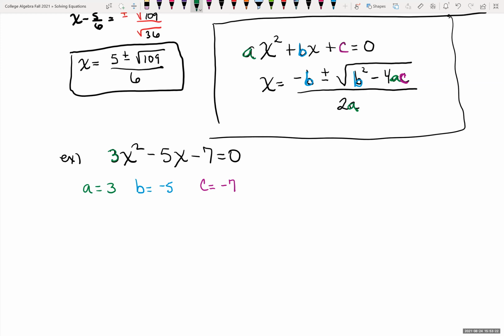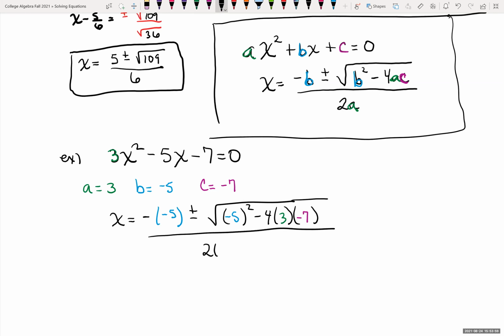So all I'm doing is going back in here and plugging in my numbers. So negative of b, so negative of -5, normally I would just write 5, plus or minus the square root. I'm squaring b, which is -5, minus 4 times a times c. So a was 3, c is -7, all over 2 times a, so 2 times 3.